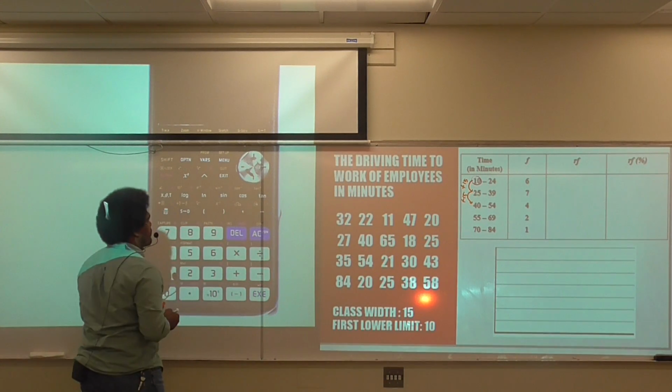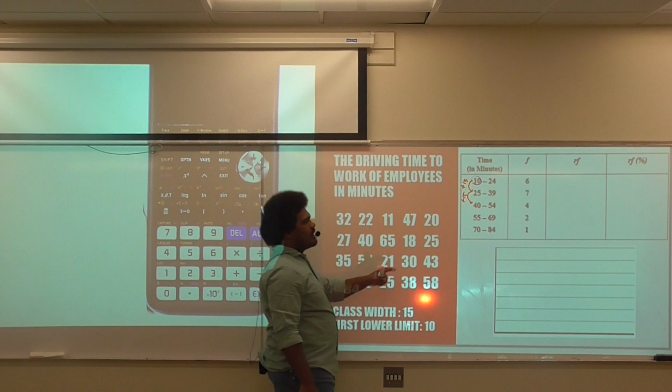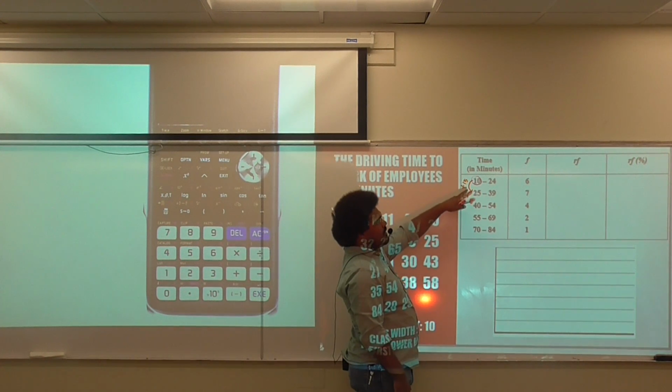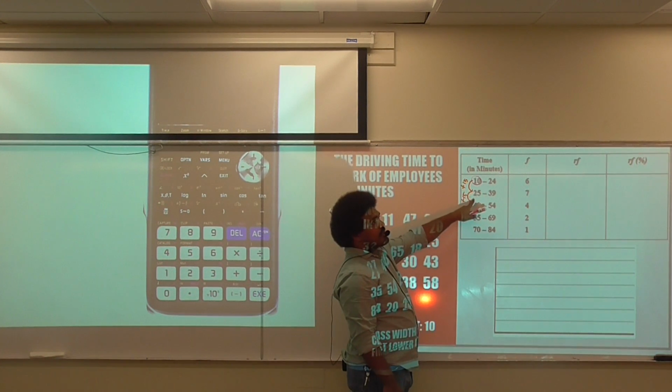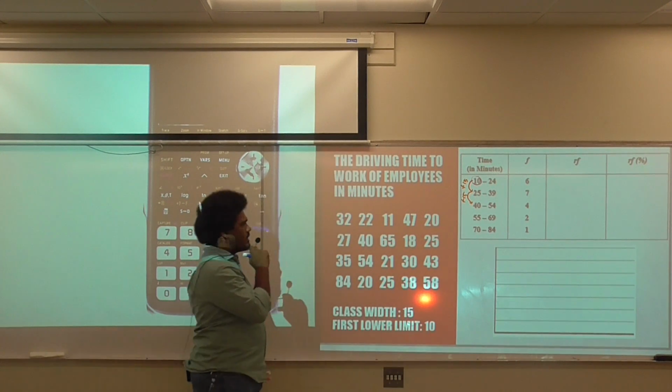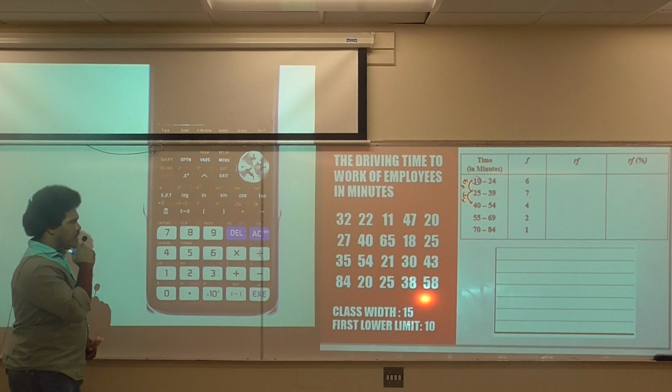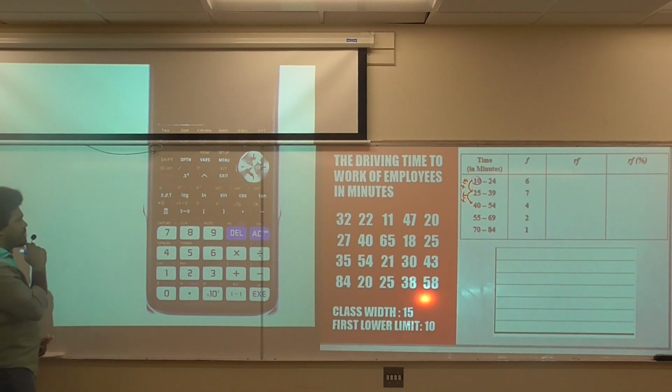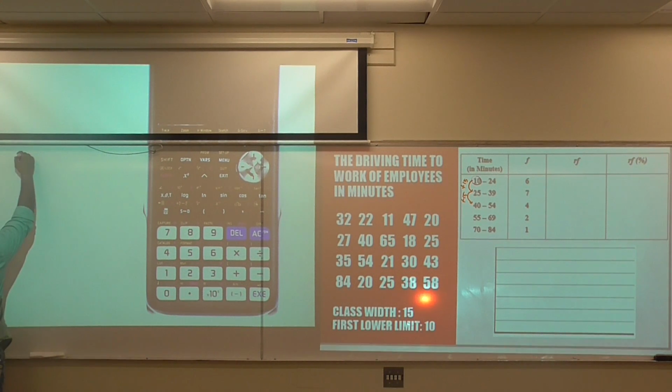Remember, the class width is what gave us the lower limits. So we have to make sure that we can get the lower limits, or some people refer to them as the boundary points. Either way, both would work. So let's go ahead and get the class width.